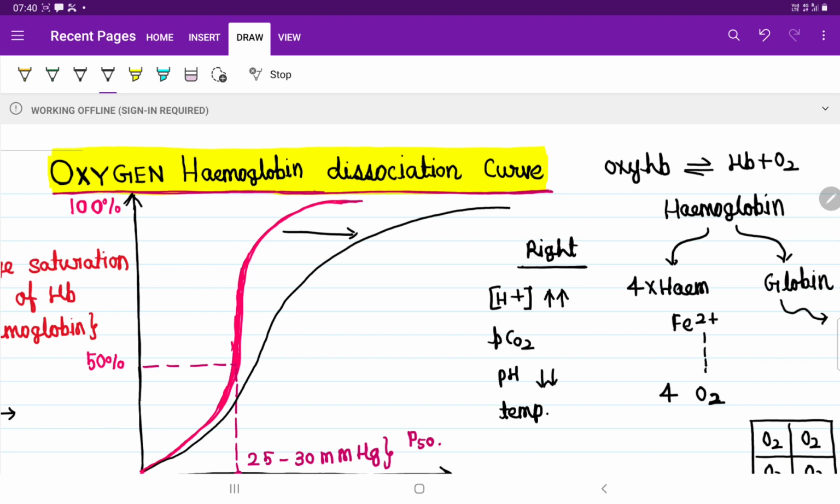Then we observe that when partial pressure of carbon dioxide increases, the curve shifts to the right side. Because carbon dioxide also binds with hemoglobin and forms carbaminohemoglobin, if its concentration increases, it will cause dissociation. It is also observed in the tissues, where partial pressure of carbon dioxide is high, that is 45 mmHg, that they promote dissociation of oxyhemoglobin into hemoglobin and oxygen.